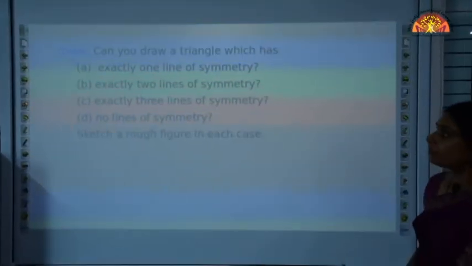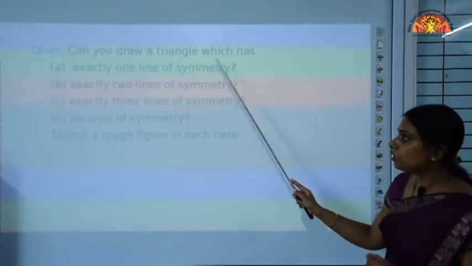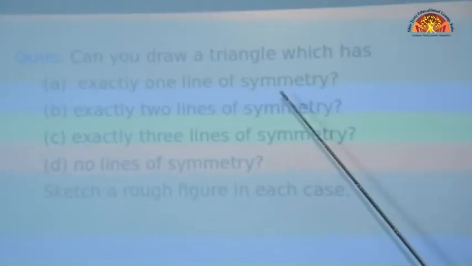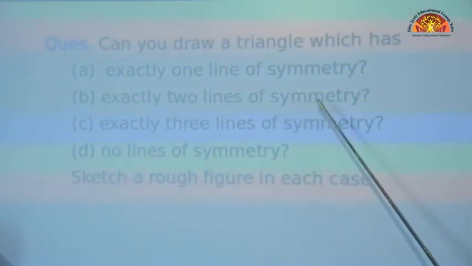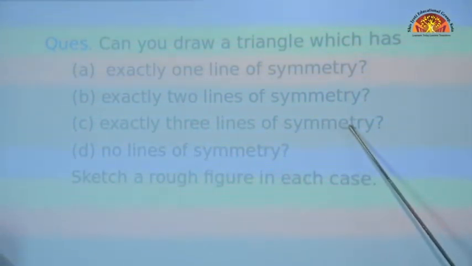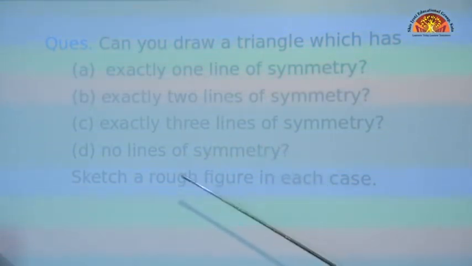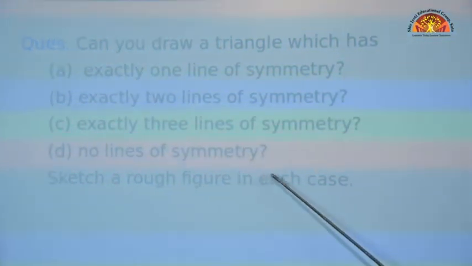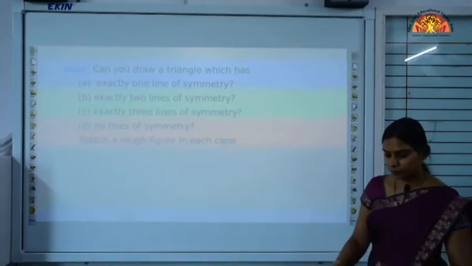Now children, there is one question. Can you draw a triangle which has A, exactly 1 line of symmetry, B, exactly 2 lines of symmetry, C, exactly 3 lines of symmetry, D, no lines of symmetry? Sketch a rough figure in each case. Children, we will discuss this question on board.